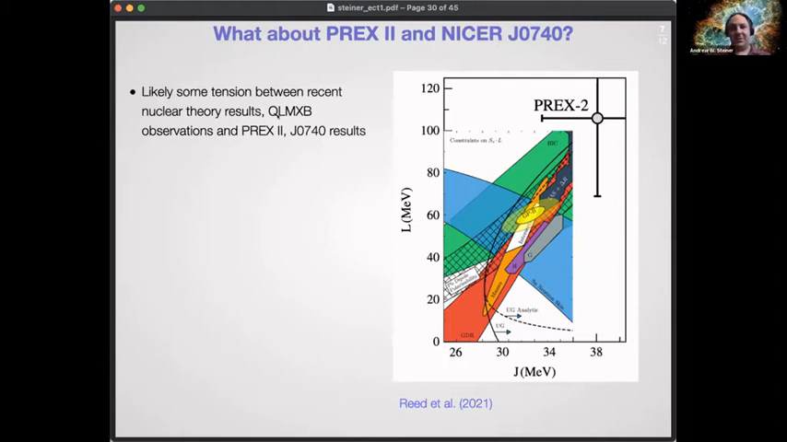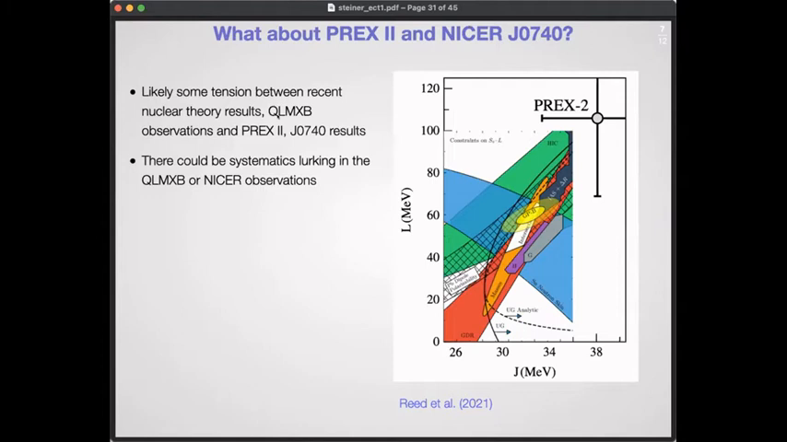So what do we do with this? Well, there are a couple of things. I just want to enumerate the possibilities which I had in my head. Of course, there could be systematics lurking in the quiescent low mass X-ray binary or the NICER observations. I'm not going to tell you anything about the probability of there being systematics.